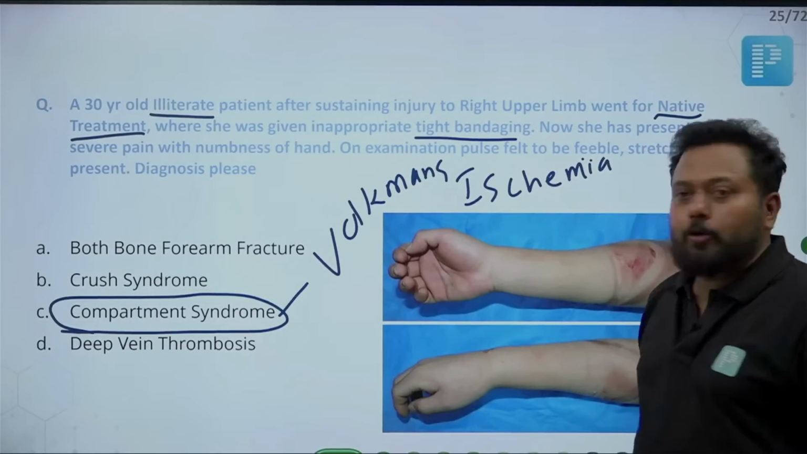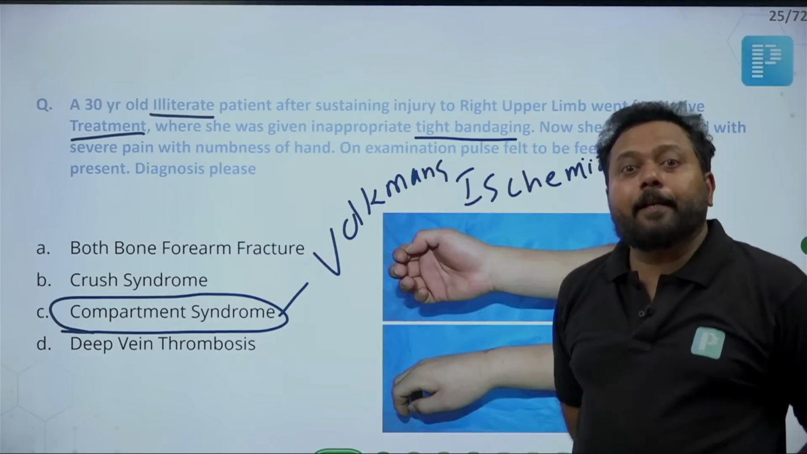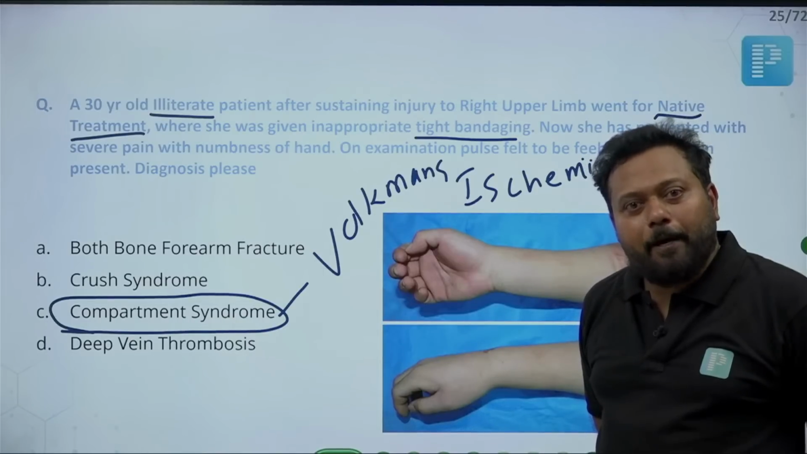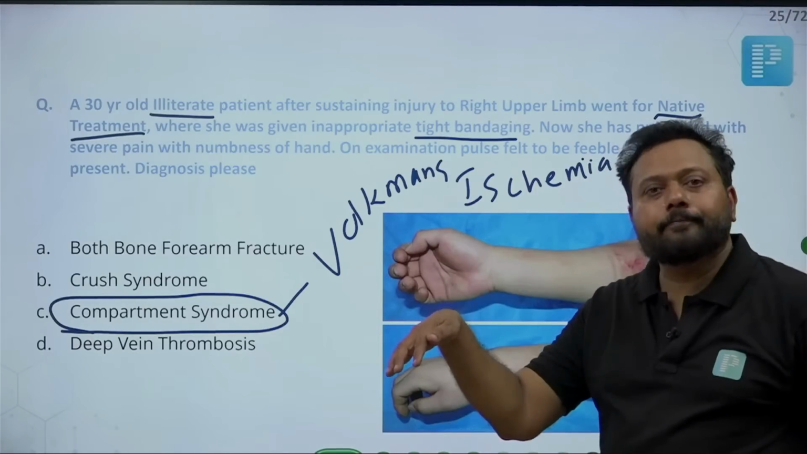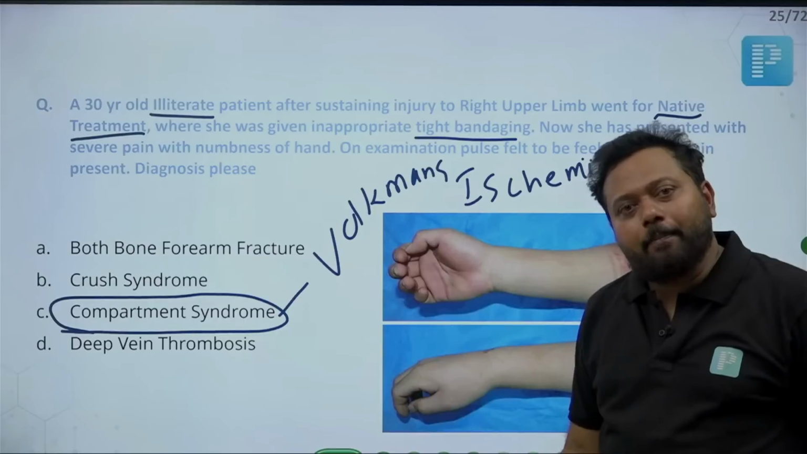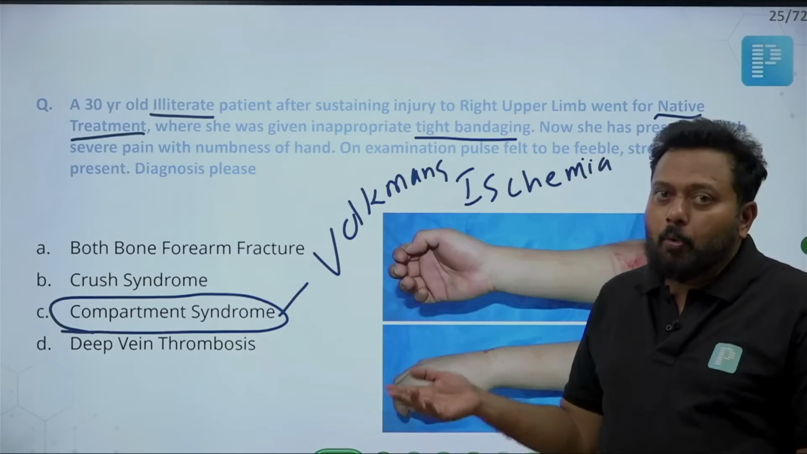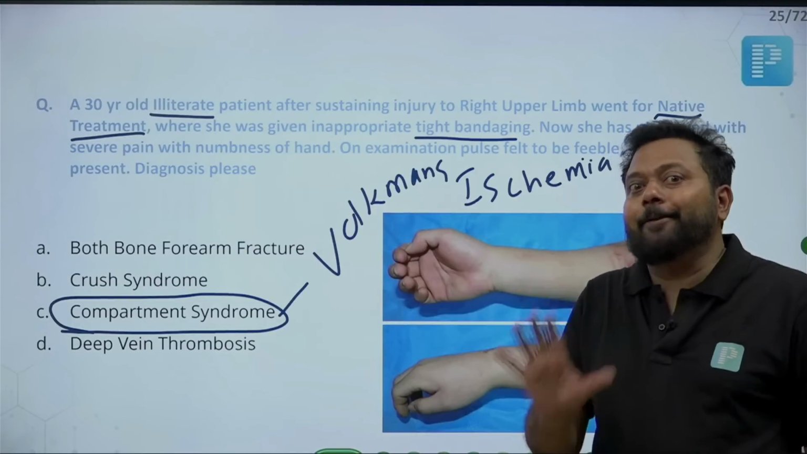Okay, compartment syndrome is otherwise called Volkmann's ischemia. What do you mean by compartment syndrome? Increased intracompartmental pressure, causing compression of the blood vessels, causing vascular compromise. If you don't treat at this stage, it will cause necrosis of the muscle, and end up in fibrosis of the muscle and shortening phenomena. Once it's established, that's called Volkmann's ischemic contracture. You can't do anything after that. Volkmann's ischemia, when you just intervene in time, you can save the limb.